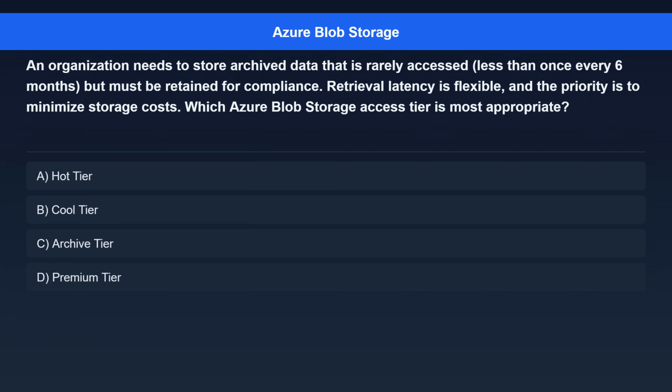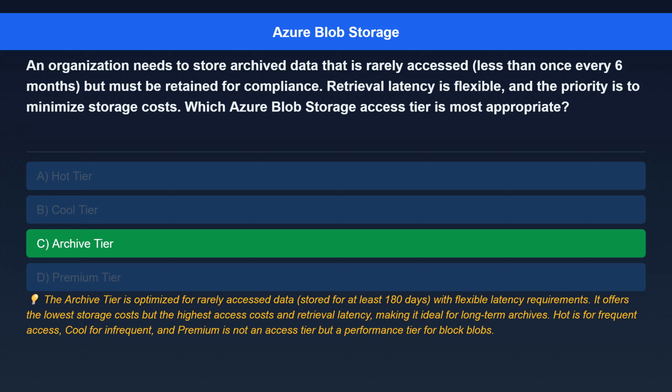Question 8. An organization needs to store archived data that is rarely accessed, less than once every 6 months, but must be retained for compliance. Retrieval latency is flexible, and the priority is to minimize storage costs. Which Azure Blob storage access tier is most appropriate? Option A. Hot tier. Option B. Cool tier. Option C. Archive tier. Option D. Premium tier.